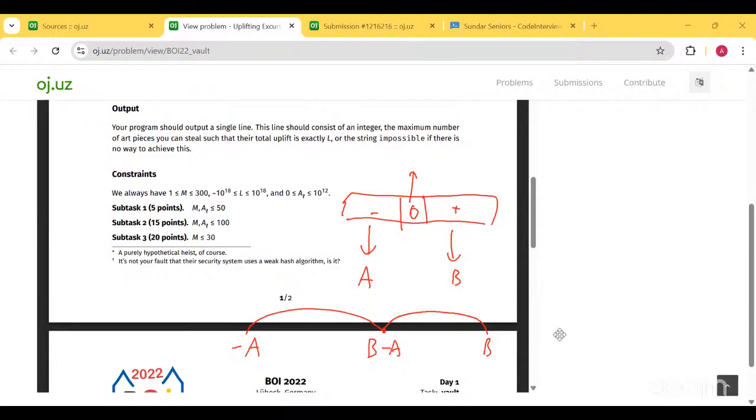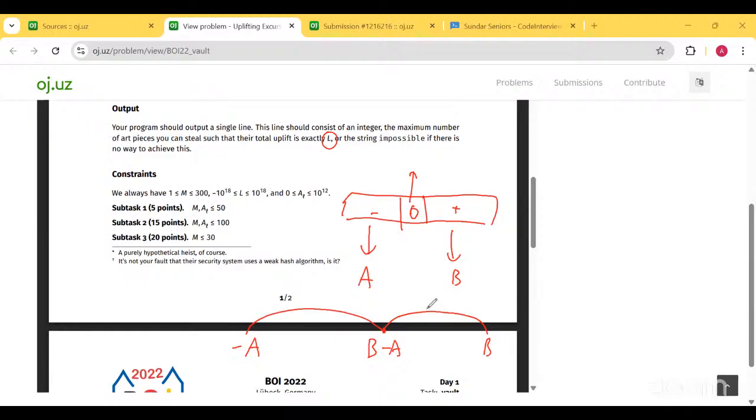So it means if L is greater than B or L is less than minus A, it is impossible. L should be between minus A and B. All right. And let's divide into two cases. The case where L is greater than B minus A, and the case where L is less than B minus A.